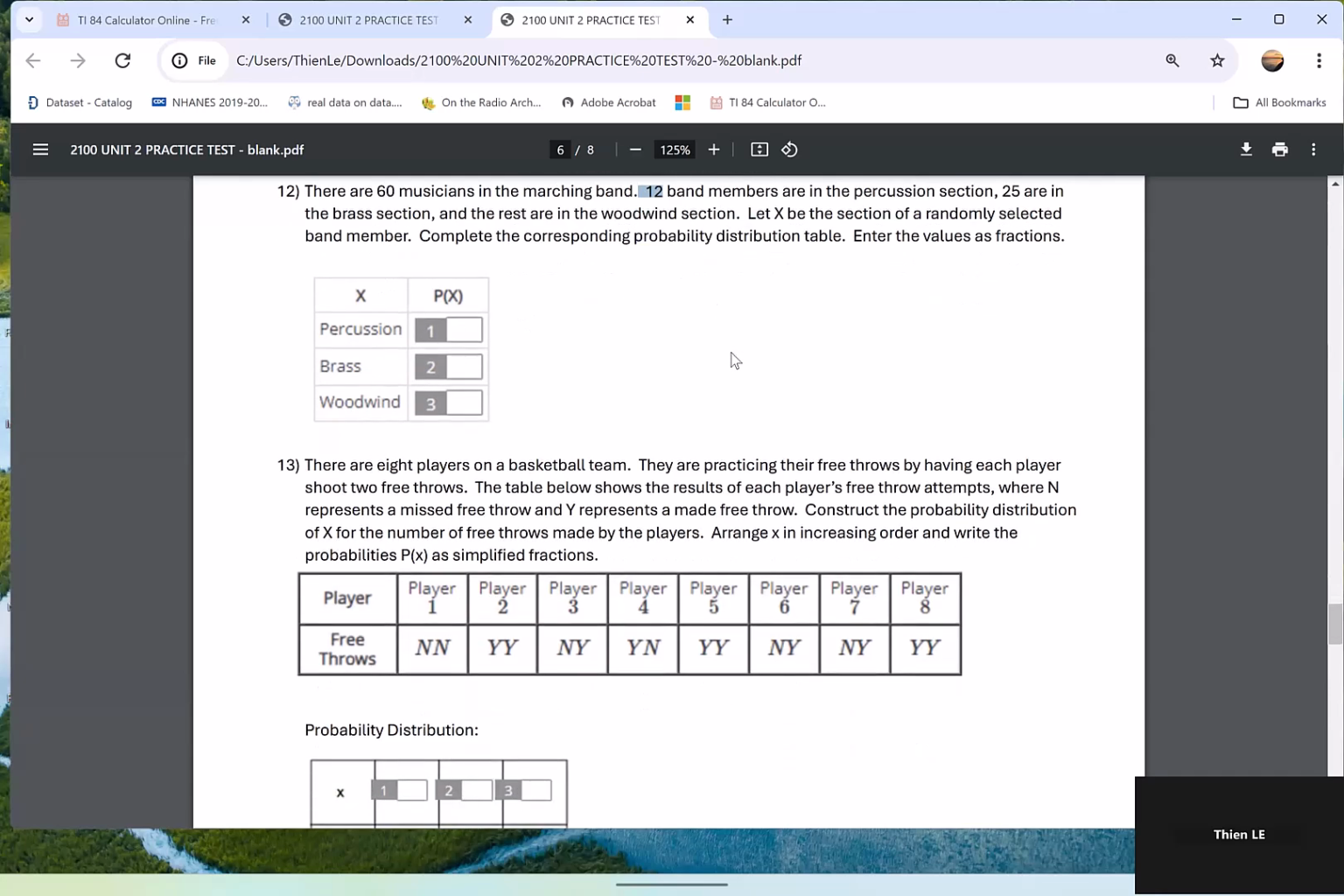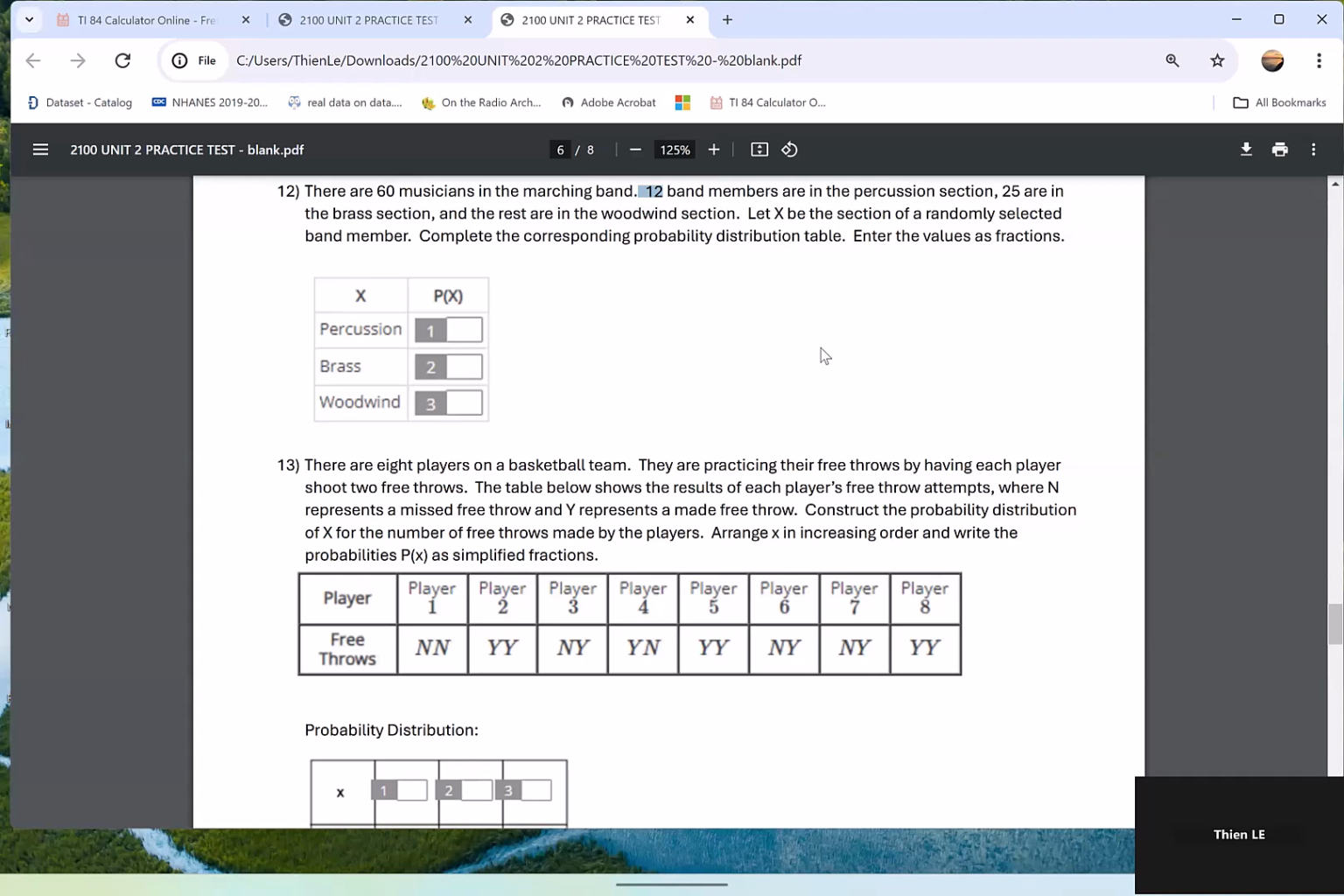The players on a basketball team are practicing their free throws by having each player shoot 2 free throws. The table below shows the results of each player's free throw attempts, where N represents a miss, which is no, and Y represents a make, which is yes. Construct a probability distribution table for the number made by the player, arranged in increasing order, with probabilities simplified fractions.